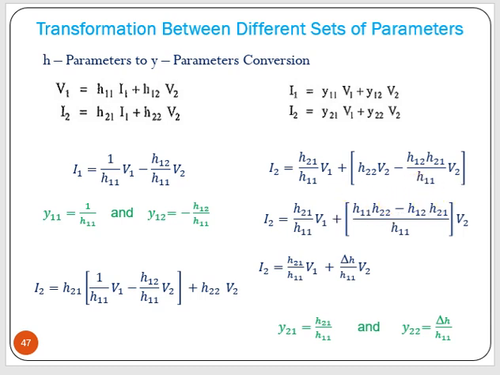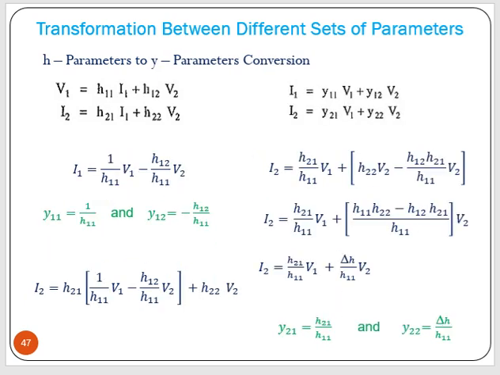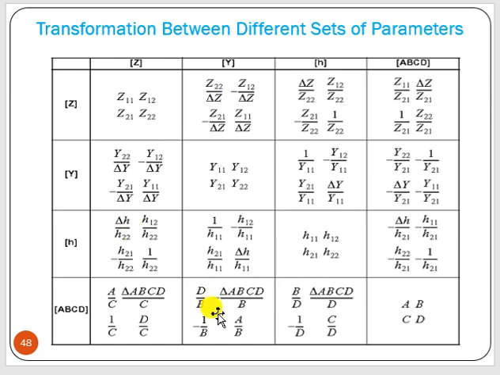These are the two examples that I have shown you for transformation, and we can have other transformations also. This is your Z parameter: Z to Y parameter conversion, Z to H parameter, Z to ABCD parameter. Similarly Y to Z, Y to H, Y to ABCD. So like that we can do this transformation. Now you can practice this and do it yourself.